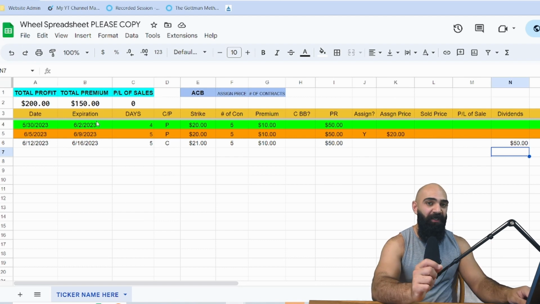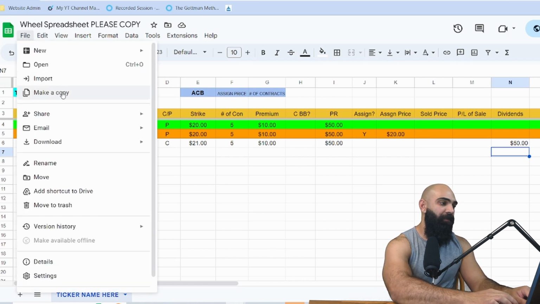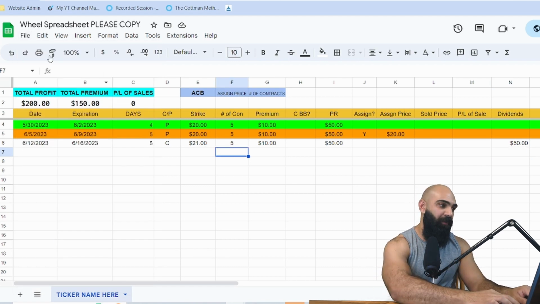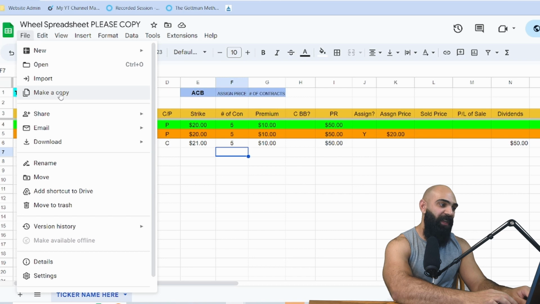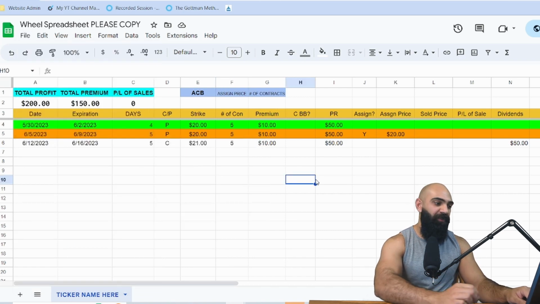Now, if you want it, do not request me to get the sheet. What you're going to have to do is go to File and then make a copy. That's going to be your only option because I have it locked. So just keep that in mind. You have to go to File and then make a copy, or you're going to be able to download it. But it's easier if you just make a copy if you use Google Docs.